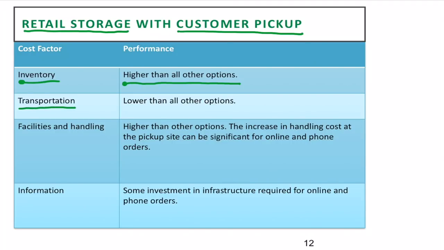Transportation cost is going to be lower because all these stores are much closer to customers. So in that sense, it will be lower. Facilities and handling cost obviously will be much higher. For example, Walmart or Best Buy or Target. They have to open their stores in almost all cities. They have to have significant investment in those facilities. Cost related to information. Nowadays, if you look at any business, even if they have a lot of retail stores, some investment in infrastructure is definitely needed so that customers, if they want to place an order or shop through a website, all those things should be available.